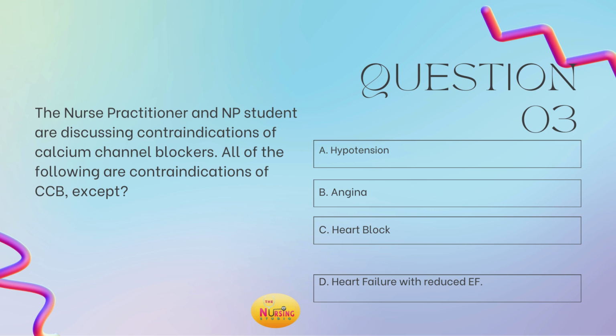And then AV heart block, especially second and third degree, are contraindications of calcium channel blockers. And heart failure with a reduced ejection fraction is also a contraindication of calcium channel blockers.